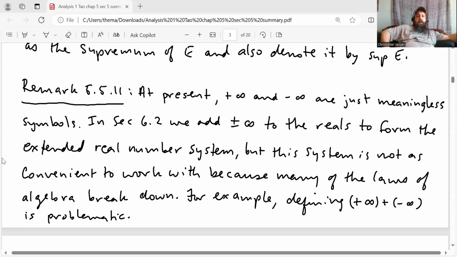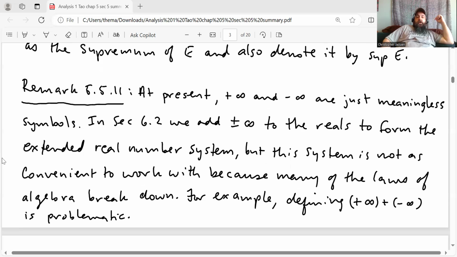All right, Tao has a remark here, 5.5.11. At present, plus infinity and minus infinity are just meaningless symbols because we haven't talked about how they interact. How do you add them? How do you do the algebraic, arithmetic operations on them, right?